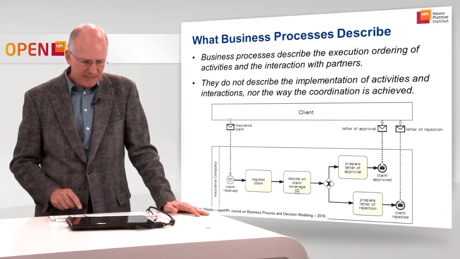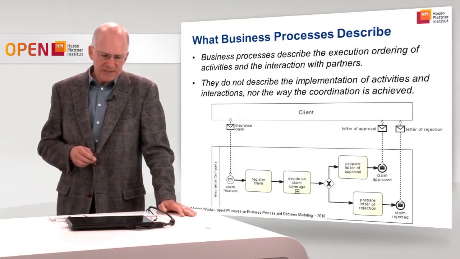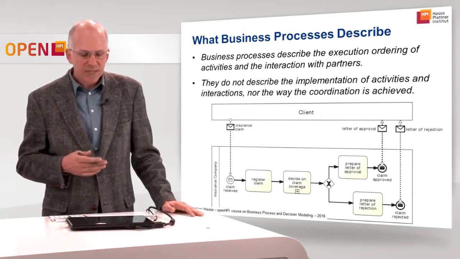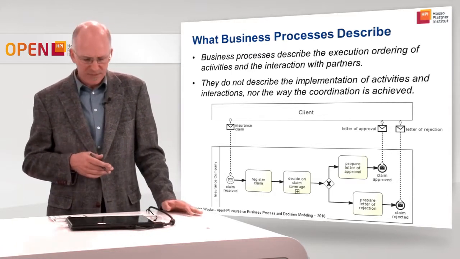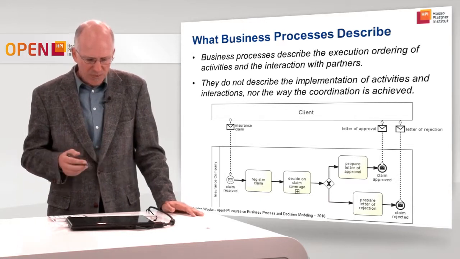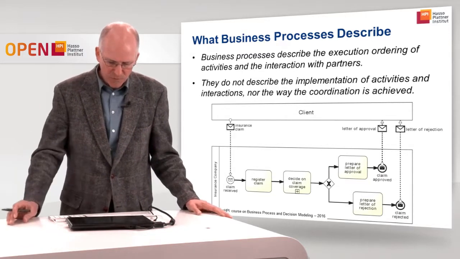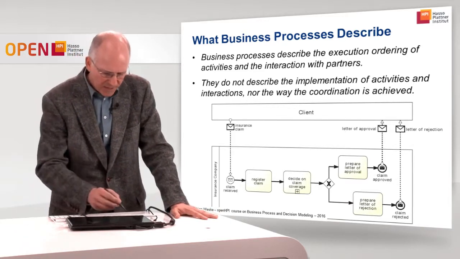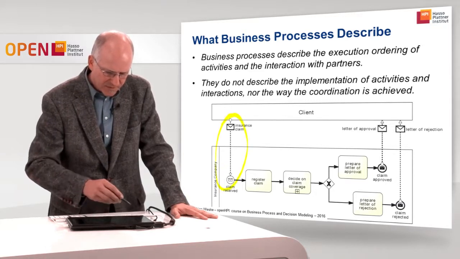Okay, so what is described by business processes? Business processes describe the execution ordering of activities and their interactions with partners. They do not describe the actual implementation of the activities or of the interactions, nor the way the coordination is achieved. So when we have a business process like the one we've seen here, we do not specify in which way the insurance claim is sent from the client to the insurance company. This is not specified here.